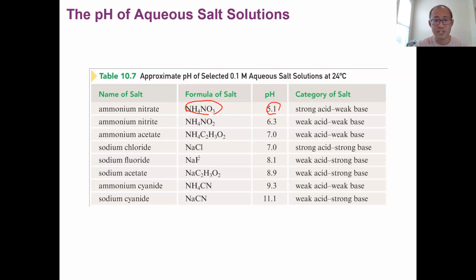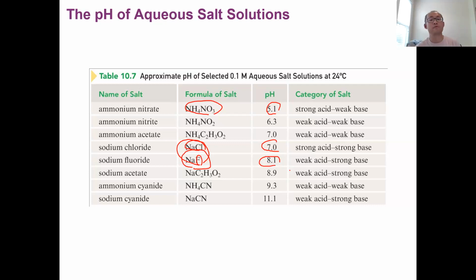Another example is the sodium salt. We know sodium is a strong base, and for sodium chloride the acid is also strong, so the pH is neutral. But hydrogen fluoride, HF, hydrofluoric acid, is a weak acid, so NaF is a strong base, weak acid salt. You can see that it's basic because the base is stronger.